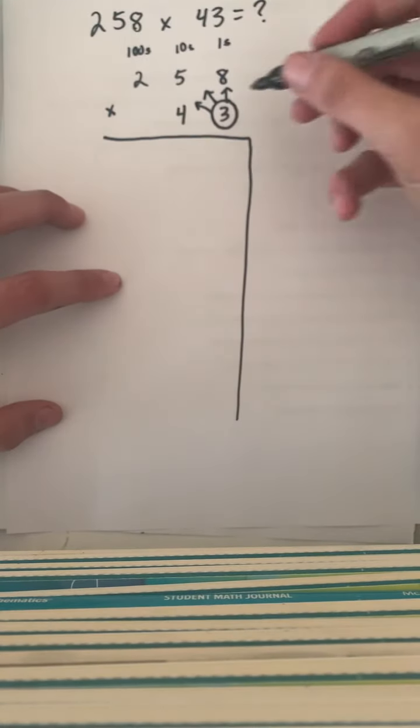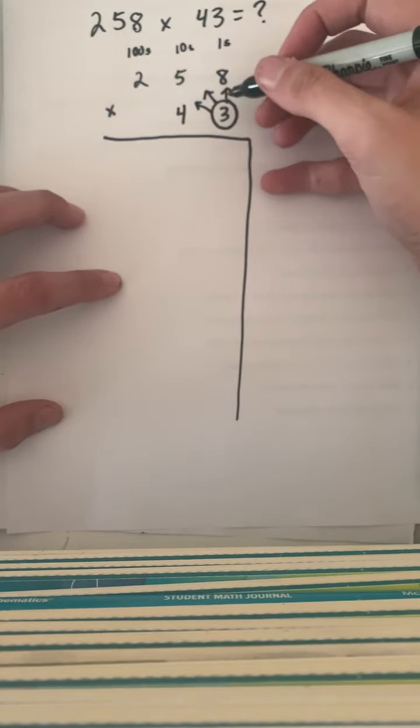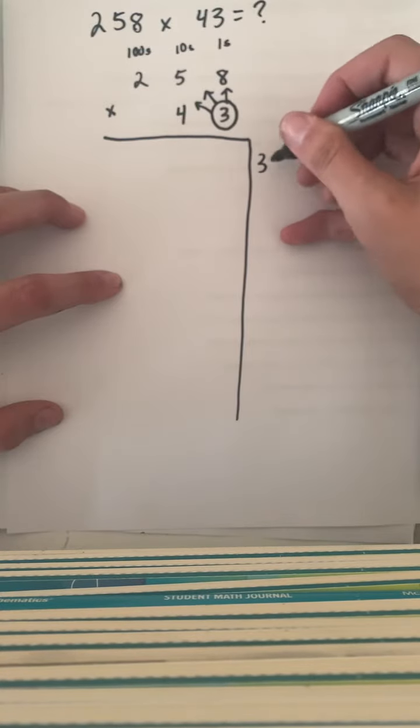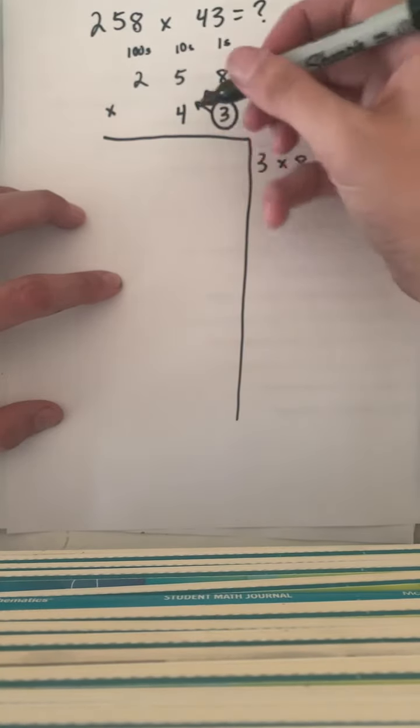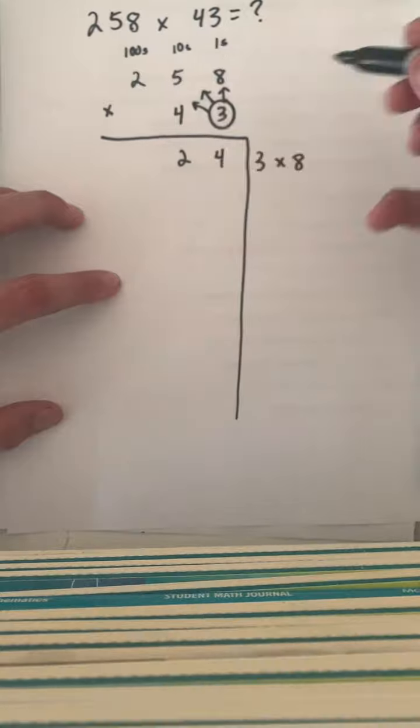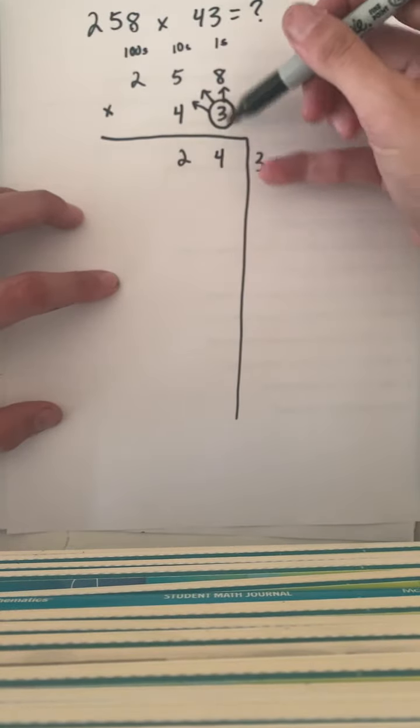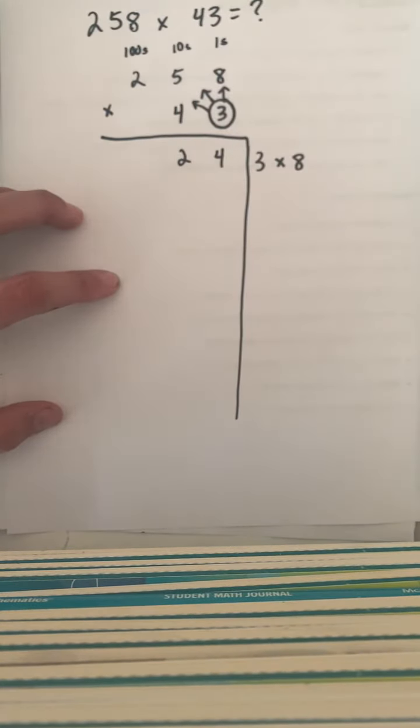So my first step is 3 times 8. I know that these are both in the ones column, so I can just keep them how they are. And then over here, I'm going to write 24. Now my answer, again, is spaced out. I'm going to keep everything lined up nice and neatly.